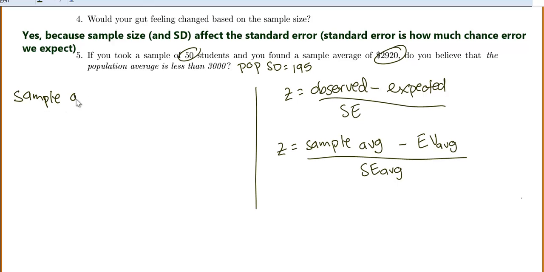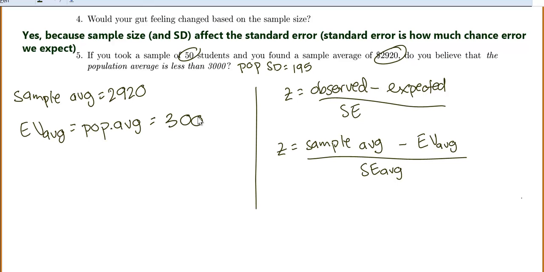My sample average, they told me, is 2,920. And then, what did you expect for your average? Well, usually for our average, we expect our population average. Now, I don't know exactly what my population average is, but remember for our null hypothesis, we assume our null hypothesis is true for our calculations. So I'm going to assume that my population average really is that 3,000. This is my hypothesized value.